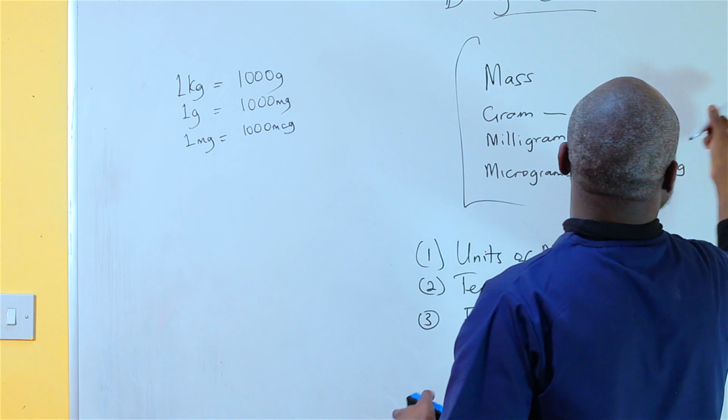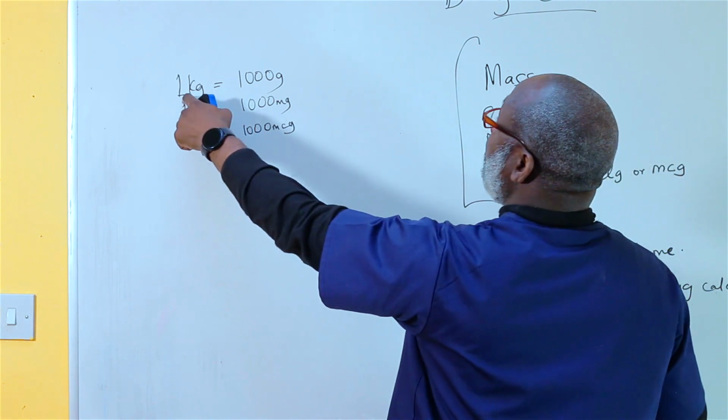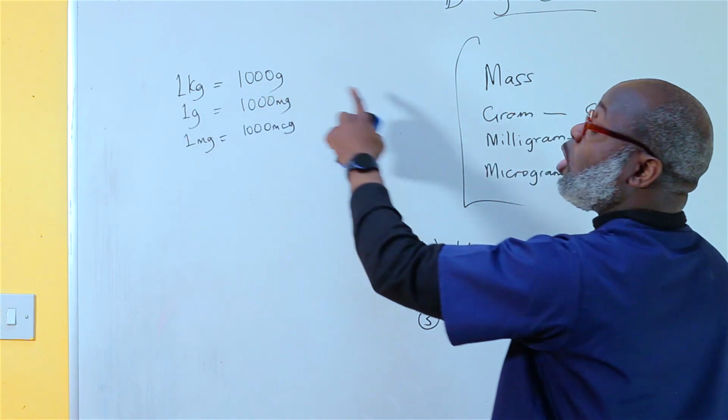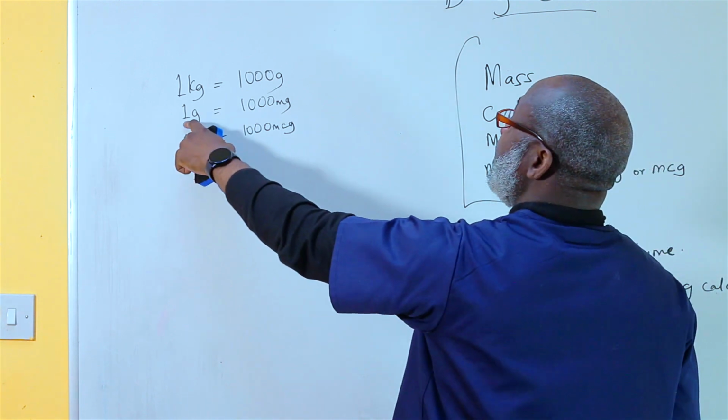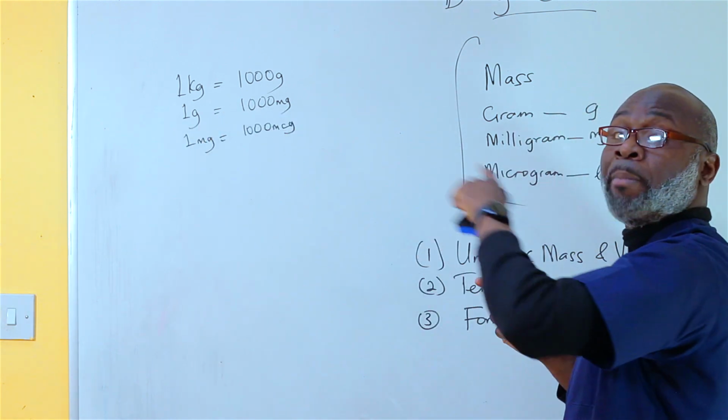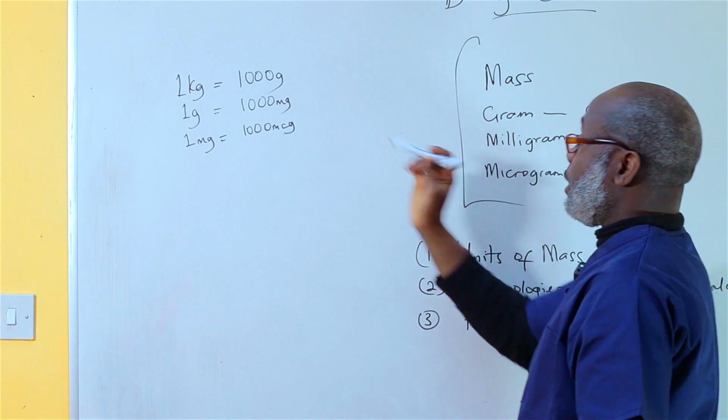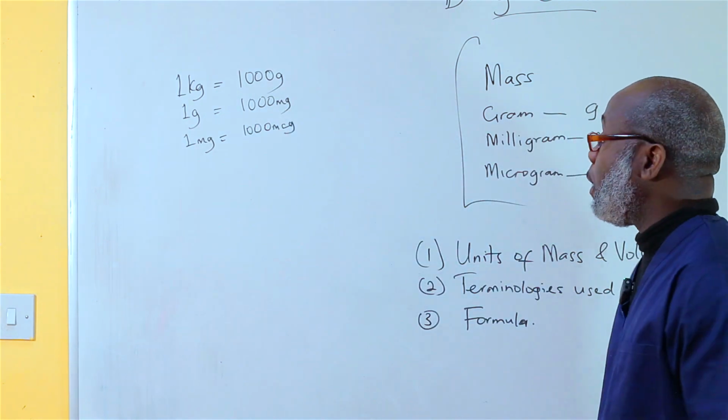Then for the liters, it's the same thing. 1 liter equals 1,000 milliliters. Then 1 milliliter equals 1,000 microliters. But I think with this one, we're okay for now.